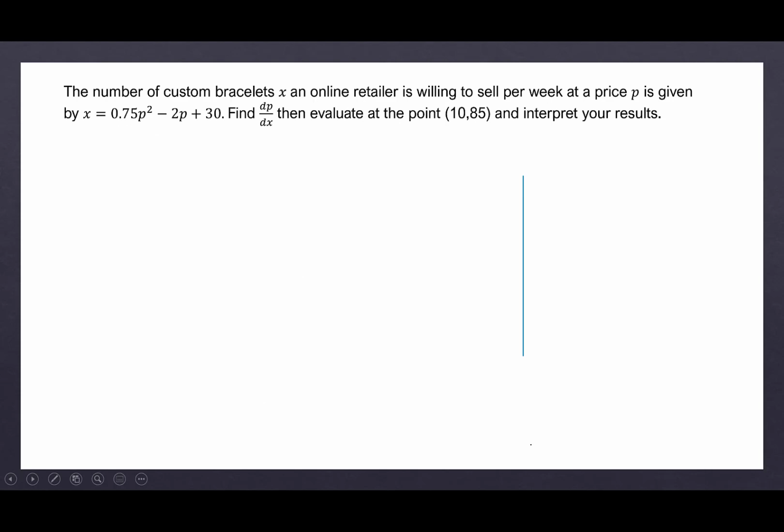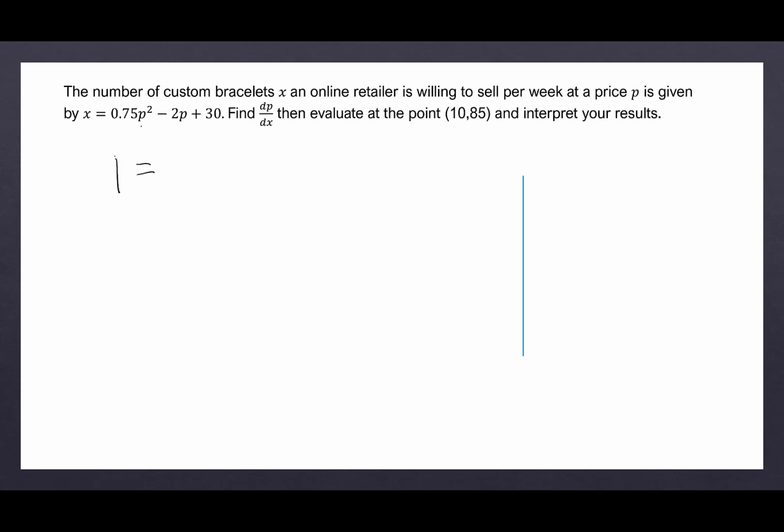Our last one, the number of custom bracelets X an online retailer is willing to sell per week at a price P is given by X equals 0.75 P squared minus 2P plus 30. Find dP dx, then evaluate at the point (10, 85) and interpret your results. Step number 1, what's the independent variable? It's X. So when I take the derivative of X, I don't have to write the dx with it. Our X to start, derivative is 1.